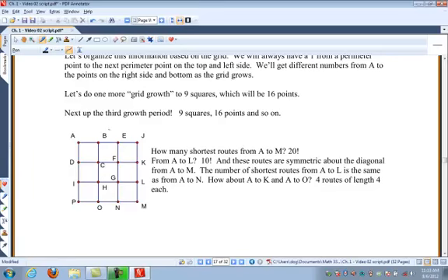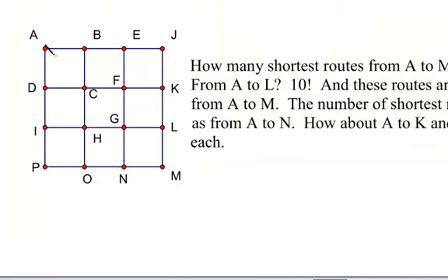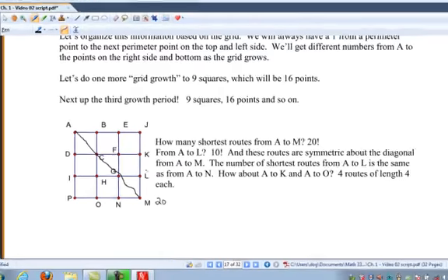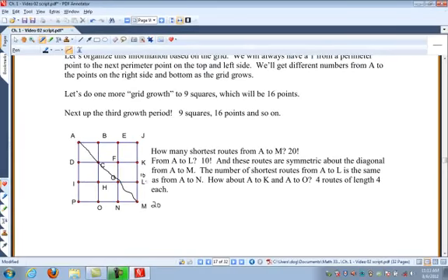So here we go. How many shortest routes from A to M? No diagonals allowed, but still from A to M, 20. That's a lot. So from A to L, 10. Now, these routes are symmetric about the diagonal from A to N, so if it's 10 to L, then it's 10 to N. Let's see, how about A to K and A to O? It turns out there's 4 and 4.